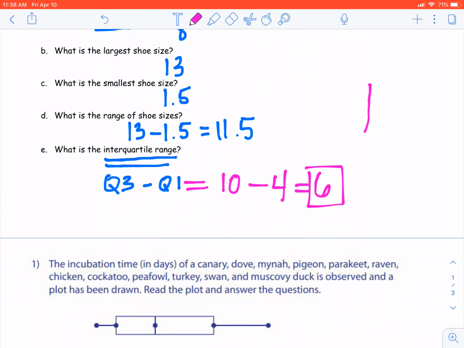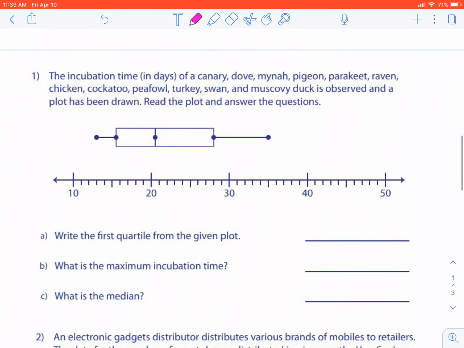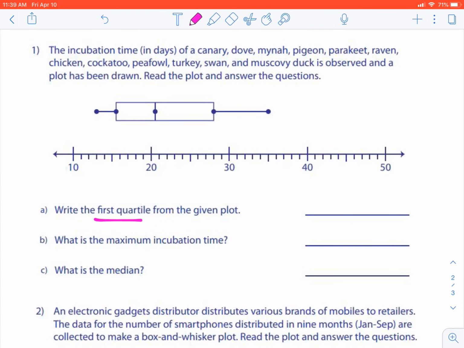All right, so let's go to the next example. It says the incubation time in days of a canary, dove, minna, pigeon, parakeet, raven, chicken, cockatoo, peafowl, turkey, swan, and Muscovy duck is observed and a plot has been drawn. So let's read the plot and answer the questions. The first question says, what is the first quartile? Your first quartile, remember, is the left-hand side. So we're just going to come straight down here. That left-hand side looks to be about 15, halfway between 10 and 20.